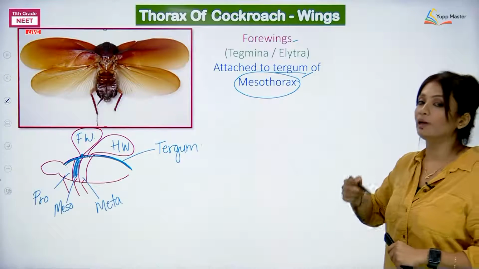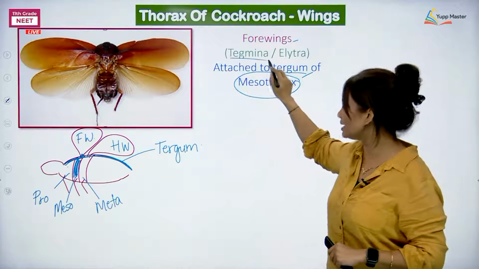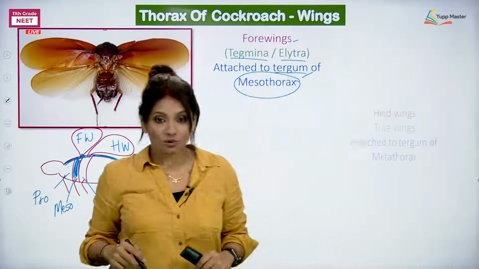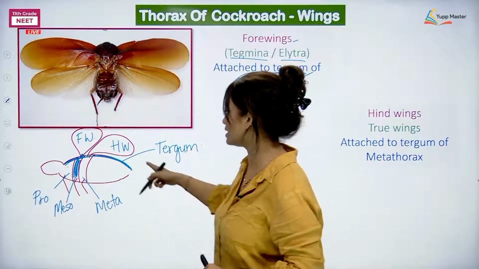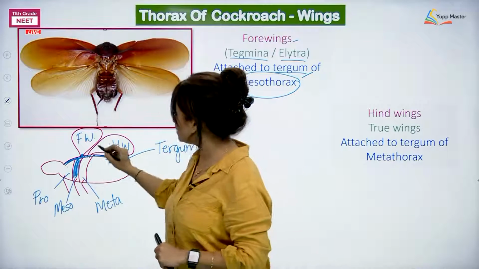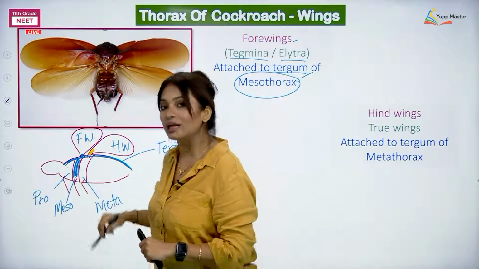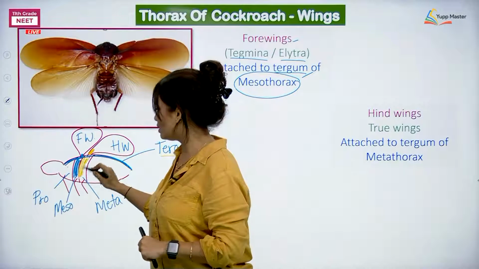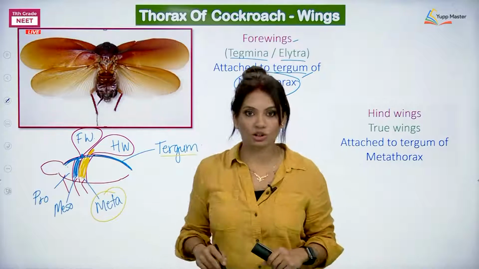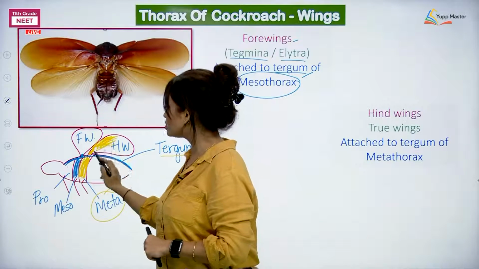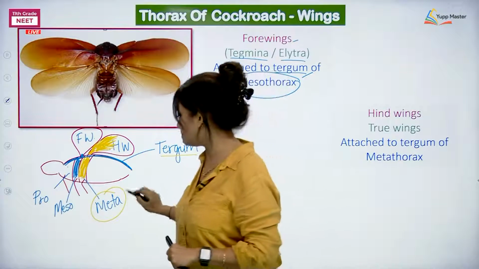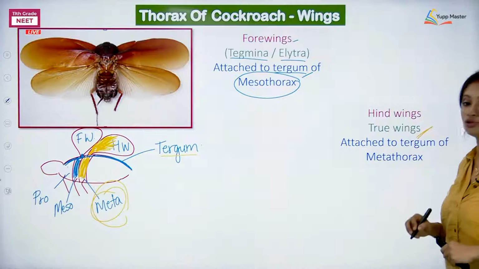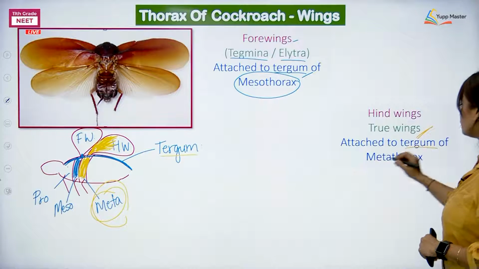Okay, these forewings may also be given a separate name and they may be called tegmina or elytra. Now, after forewings, we also see that there are hind wings. Where are the hind wings? Let's come back to our diagram right here. I'll give it a separate color. Hind wings over here are also attached to the tergum, right? But which segment? The third segment, and this third segment is called the metathorax. So we see that the hind wings are the wings which are attached to the tergum of the metathorax. Did you understand this? Hind wings are also given a name: these are true wings, and they are attached to the tergum of the metathorax.